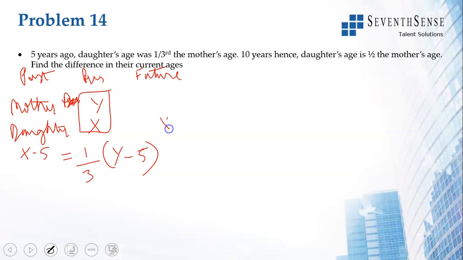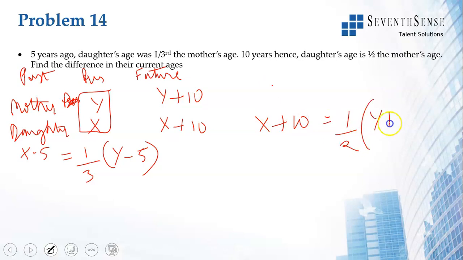So daughter 10 years hence will become x plus 10. Mother will become y plus 10. Daughter's age is half mother's age. Okay, you have daughter's age is half mother's age. And if you solve the equation, cross multiply: 3x minus 15 is equal to y minus 5. So we get 3x minus y minus 10 equal to 0.